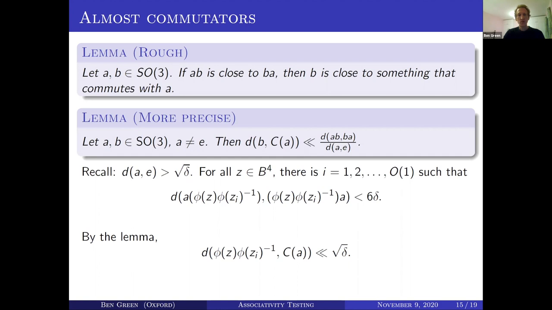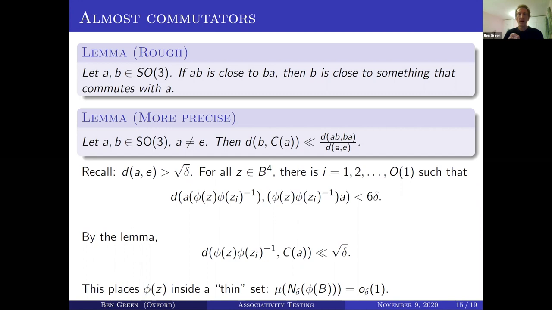But if you've got an element that's not close to the identity in SO3, its centralizer is kind of a codimension two thing. So that's a small set. And in particular, if you thicken it up by delta, you don't get anywhere near the whole of the group. So this places the image of phi inside a very thin set. And that's contrary to our assumption. So that deals with the case where you have a co-cycle that's large.